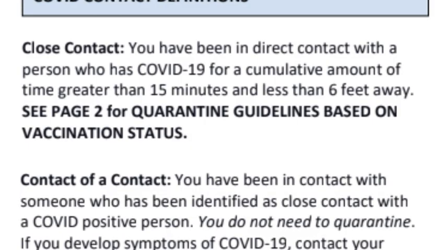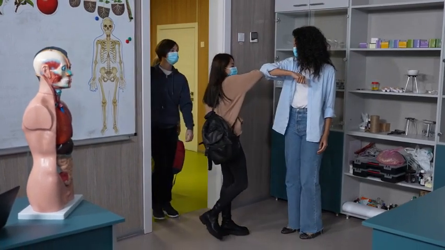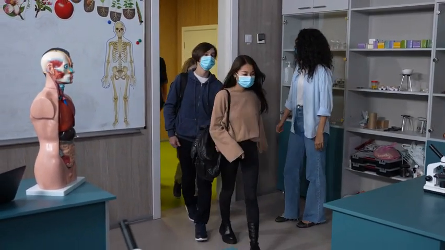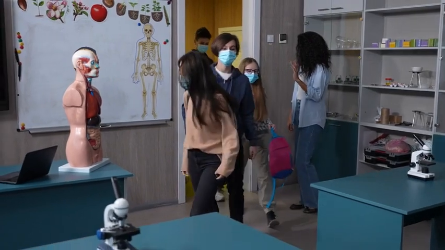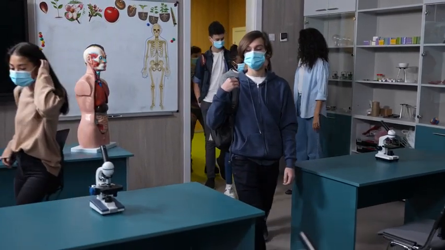Close contact means that you have had direct contact with a person who has COVID-19 for a cumulative amount of time greater than 15 minutes and less than 6 feet away. Contact of a contact is defined as you have been in contact with someone who has been identified as a close contact with a COVID-positive person. If you are a contact of a contact, you do not need to quarantine. If you develop symptoms of COVID-19, contact your medical provider and get a COVID test.